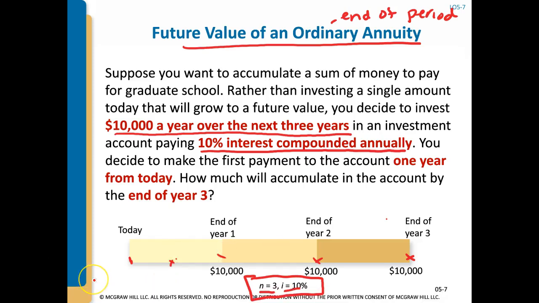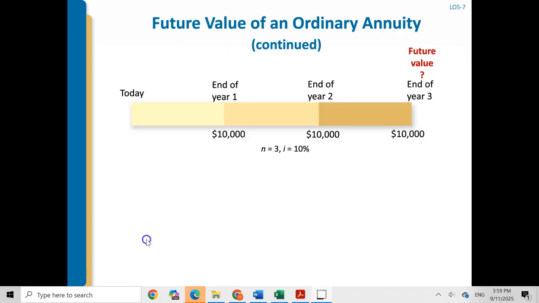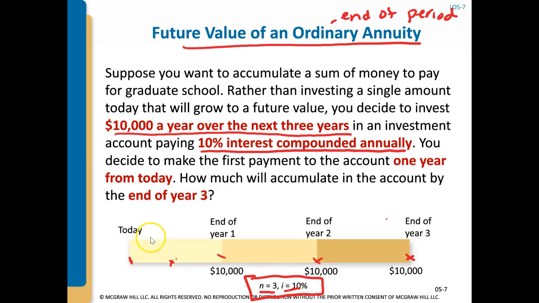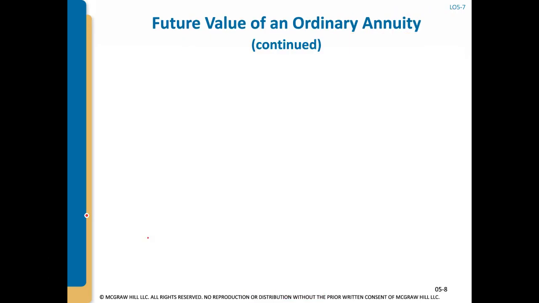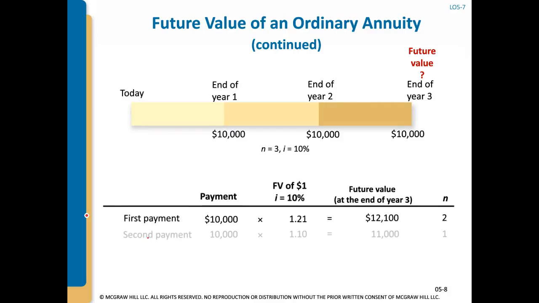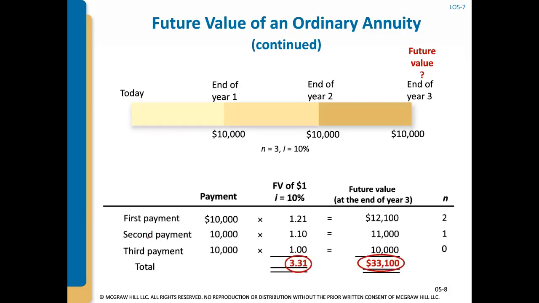I just want to quickly point out that if the compounding was, let's just say, semi-annual, then our N, our number of compounding periods, would equal 6, and our interest would equal 5. That's just an FYI. Okay, so let's continue with this problem to see how we can do it.